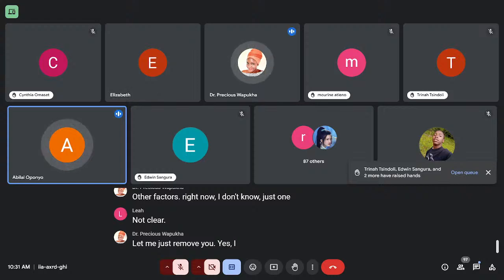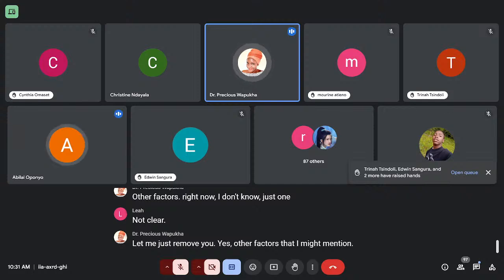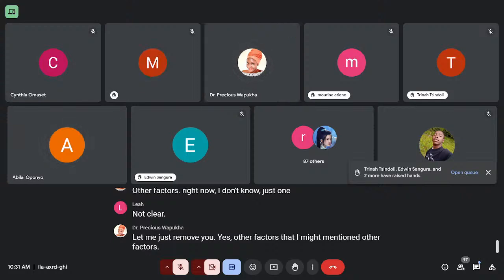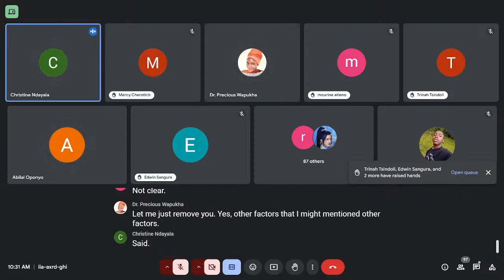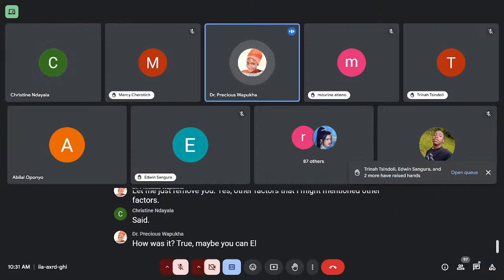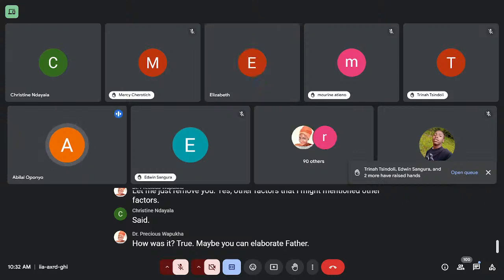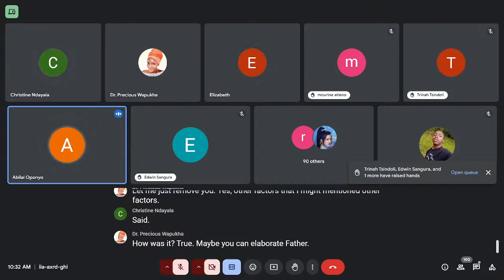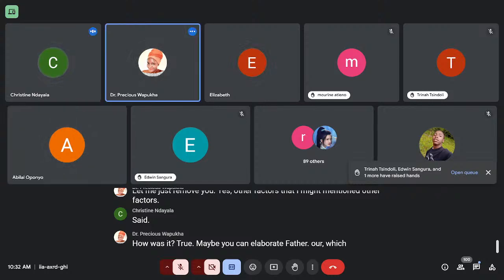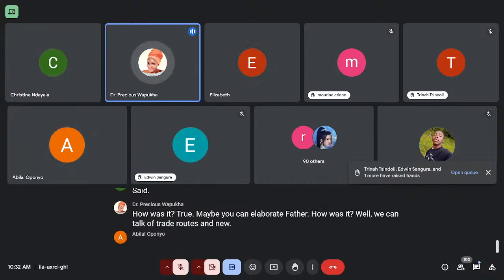Yes, other factors that you might mention. Trade. How was it trade? Maybe you can elaborate further. So we can talk of trade routes and new markets.